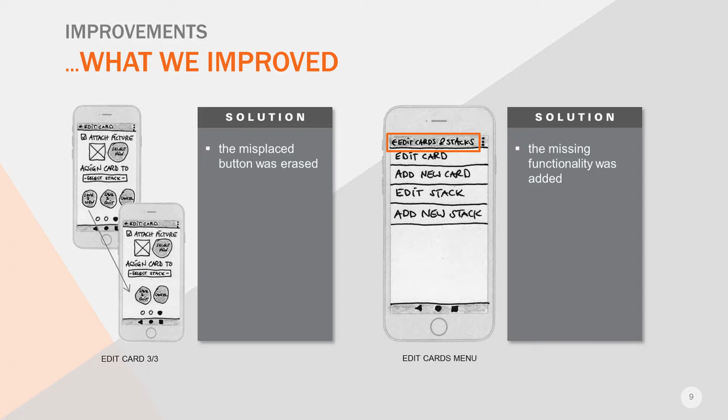Our next task was to evaluate all errors and rank them according to their severity. After that, we started solving the problems one by one, like you can see here with our exemplary findings we got to know on the slide before. The first problem was solved by erasing the misplaced button, and the second one was solved by adding the missing functionality.